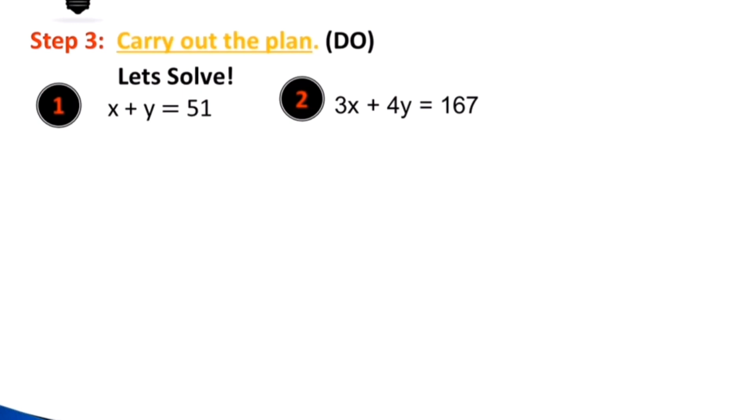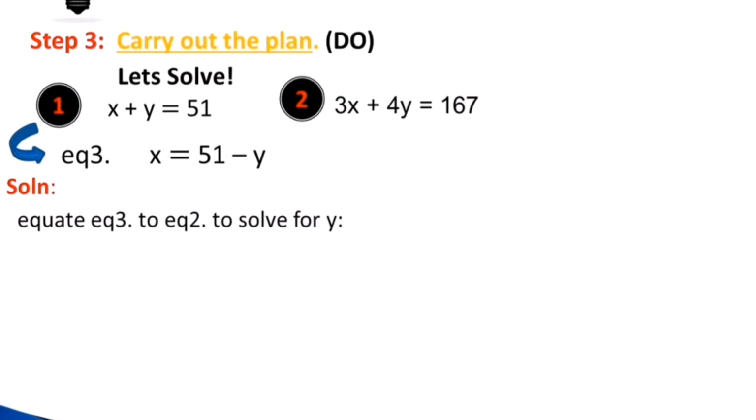Here I want to express equation 1 in terms of x so that I have right now the equation 3. Simply transpose y to the other side, it becomes negative. That is how I was able to get equation 3. So I am going to equate equation 3 to equation 2. That would be the solution.